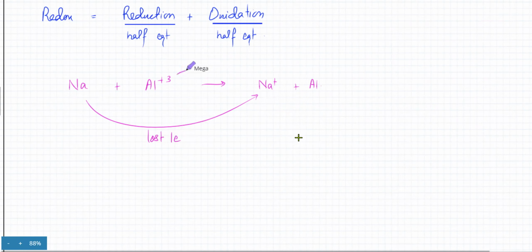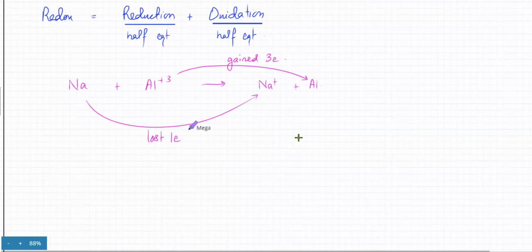And aluminium has clearly gained electrons, and it has gained 3 of those electrons, right? So the next thing is, since this is a redox reaction, a redox equation is not going to be balanced until the number of electrons... I mean, it looks balanced because the Nas are equal and the aluminiums are equal, but the redox equation is not going to be balanced until the number of electrons lost and gained are equal.